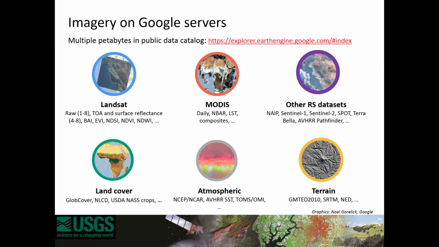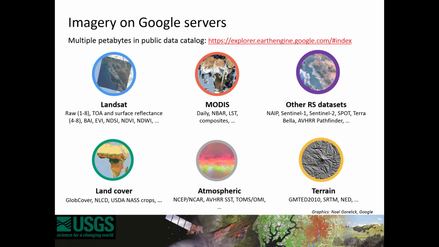They're really trying to replicate as much as they can the complete collection of both imagery holdings. Landsat, for instance, has all raw data for Landsats 1 through 8, as well as top of atmosphere and surface reflectance data for Landsats 4 through 8. And then it has a host of derived products and various compilations, such as burned area index, enhanced vegetation index, normalized difference snow index, normalized difference vegetation index, water index, etc. There's a lot of data there.